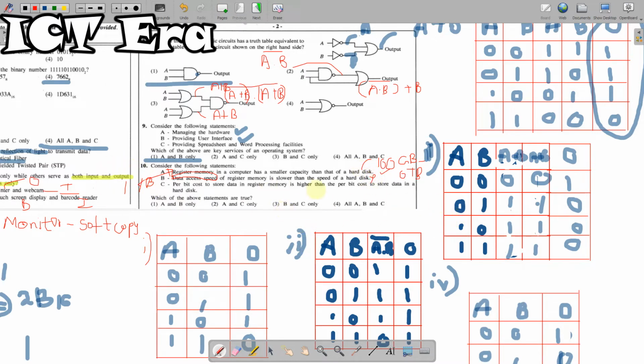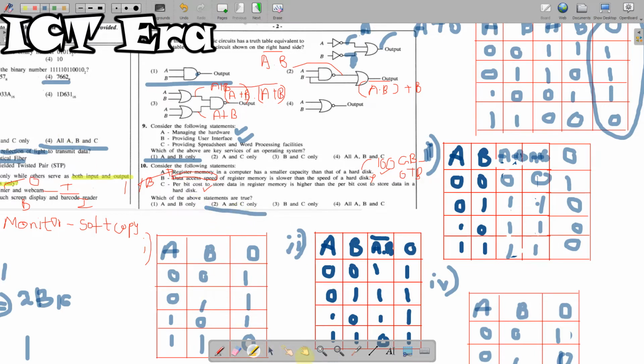Then per bit cost to store data in register is higher than the per bit cost to store data in hard disk. Yes, it's correct. So the answer should be the second one, A and C only.